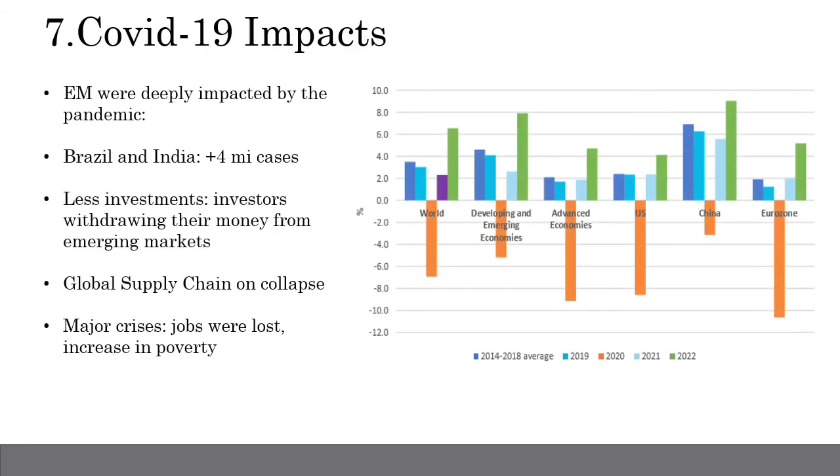And last but not least, the impacts of the COVID-19 pandemic on the world. Emerging markets have been tremendously impacted by this pandemic, with countries like Brazil and India presenting more than 4 million confirmed cases. The main impacts are well represented in the economy, with less investment and a collapse in the global supply chain. It is very sad to see how this pandemic has generated a tremendous impact, with jobs being lost and the increase of poverty.